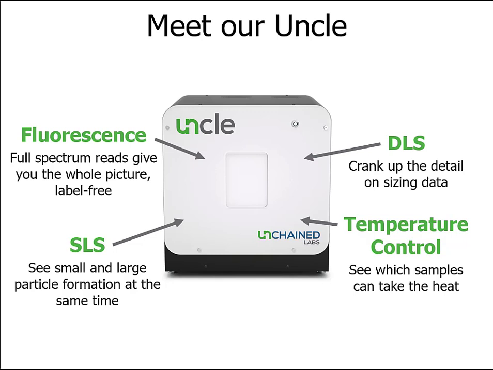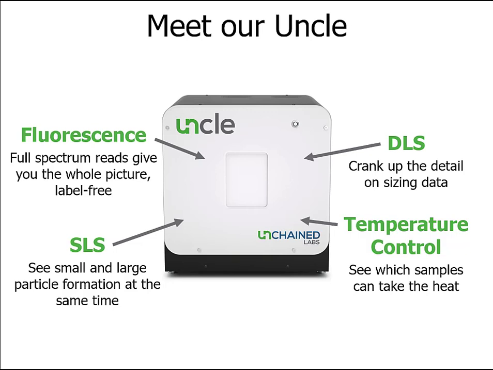Dynamic light scattering, or DLS, is Uncle's 3rd detection method, and it is a highly sensitive technique to give you details about your protein's size and size distribution. Besides gathering size data, DLS is also powerful for understanding what's in your sample and can be used to quality check proteins before you start an experiment or after an experiment to get orthogonal confirmation of SLS data on aggregation.